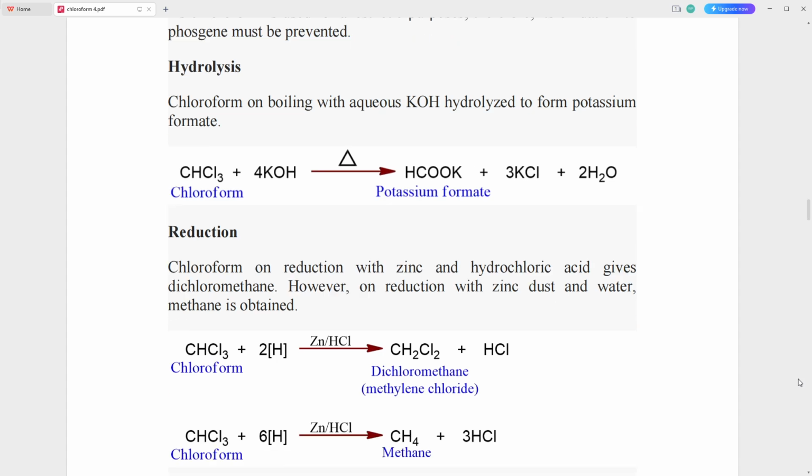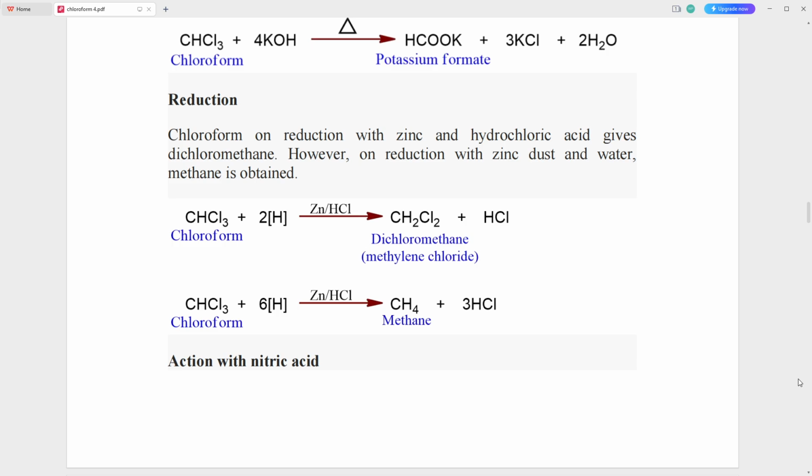Reduction. Chloroform on reduction with zinc and hydrochloric acid gives dichloromethane. However, on reduction with zinc dust and water, methane is obtained. As you can see in the first equation, dichloromethane is obtained, and in the second, methane is obtained.